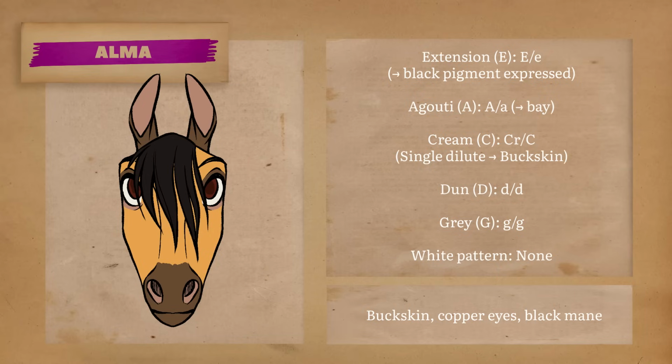If we have a look at the cream genes, she needs at least one capital CR for her bay color to become quote-unquote golden, aka a buckskin. She doesn't appear to have any dun genes, nor grey, nor white patterns. So easy, right? She's just a regular buckskin.